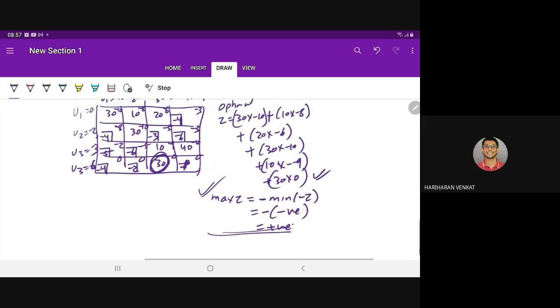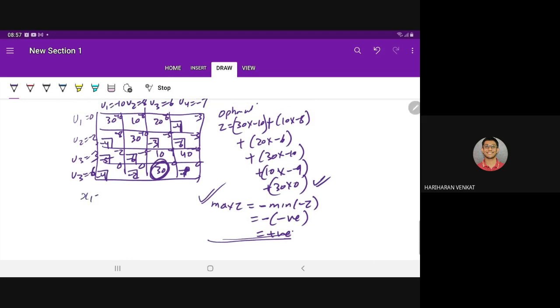In this case, x11 will be 30, x12 will be 10, x13 will be 20. Optimal solution will remain same. X22 will be 30, and x31 is equal to 10, and x34 is equal to 40. Optimal solution will remain same. Only this much packet the aircraft should take to a particular village. Clear?